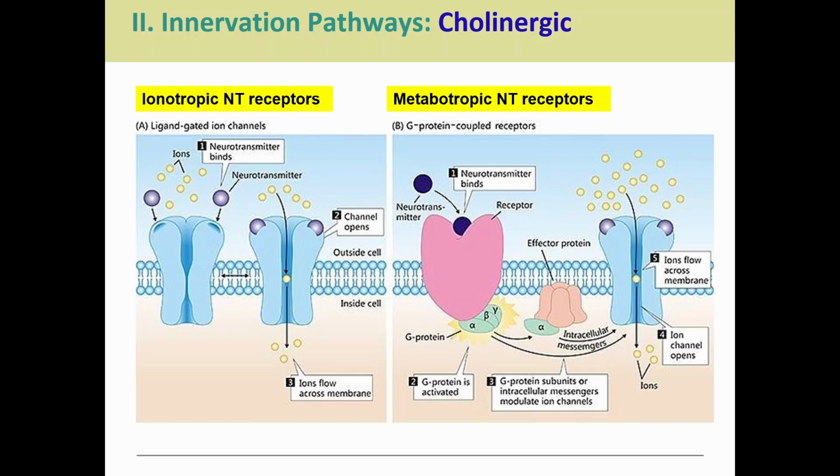So here are our different ones. Remember the ionotropic? These are the neurotransmitter receptors that are just like that ligand-gated channel. The neurotransmitter binds and it opens up the channel. Versus the metabotropic, we have the G protein coupled receptor, where the G protein acts as a go-between between the receptor and the channel itself.